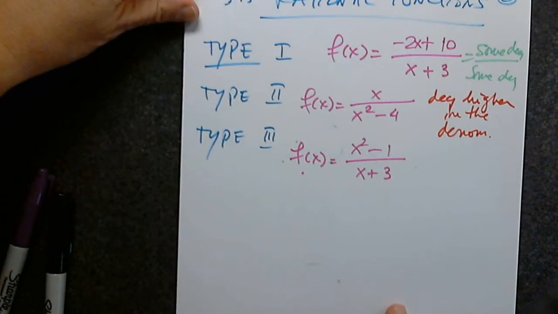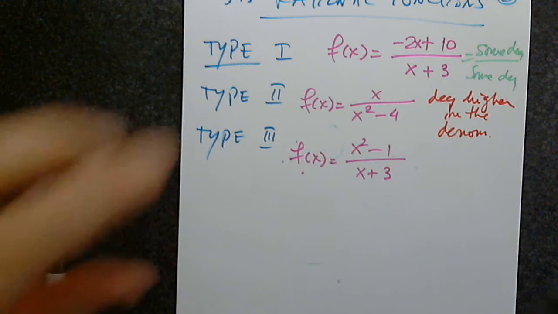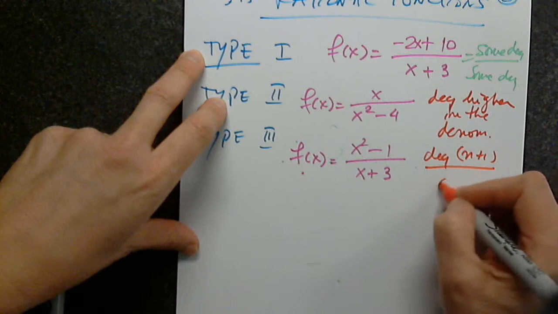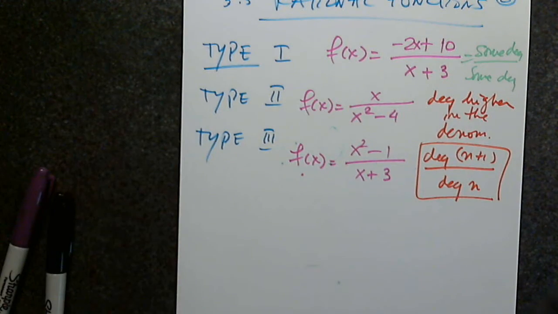Okay, what about the last one? This one is specifically higher by 1. Not by 2, 3, 5, or anything like that. I will say degree n plus 1 over degree n. Specifically by 1 at the top. This is why I refreshed your memory on the long division, on this one.